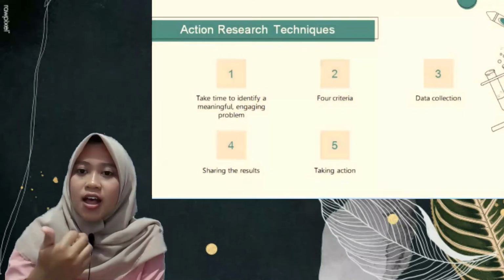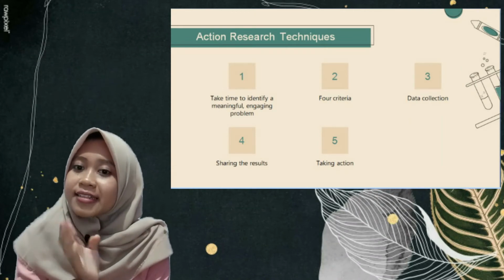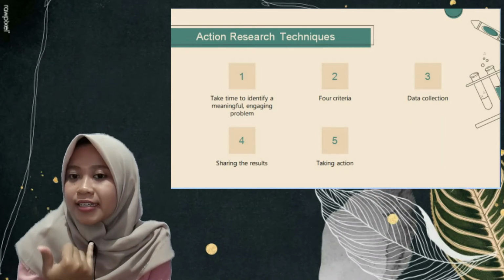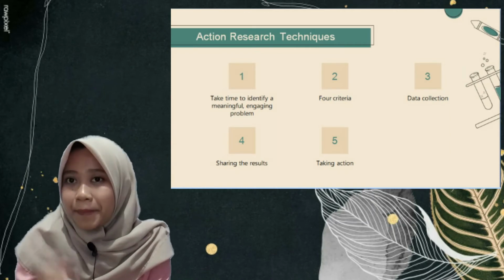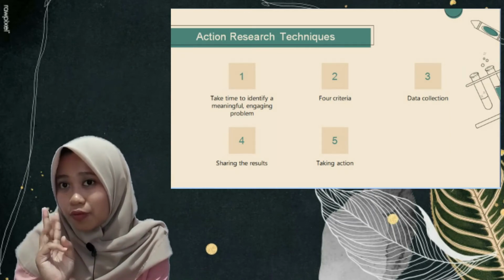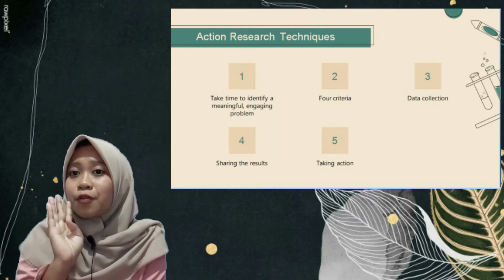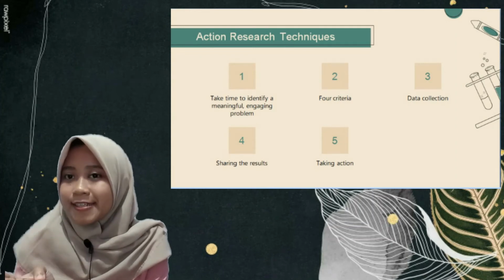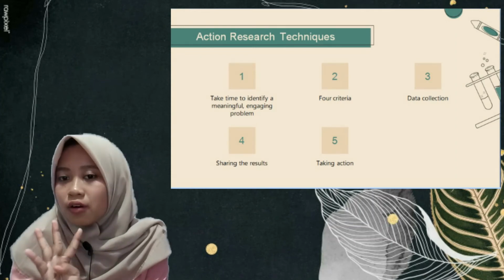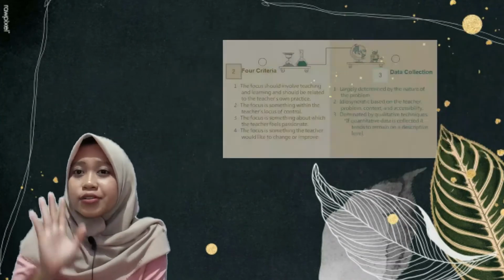Action research techniques. There are 5. The first, take time to identify a meaningful, engaging problem. And number 2, there are 4 criteria. And number 3 is data collection. Number 4, sharing the results. And the last, taking action.